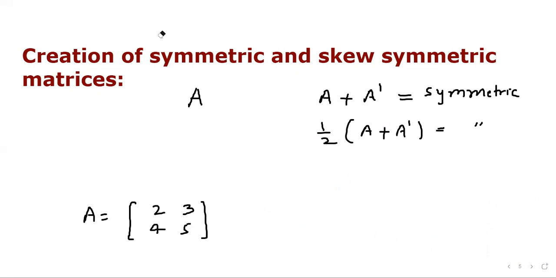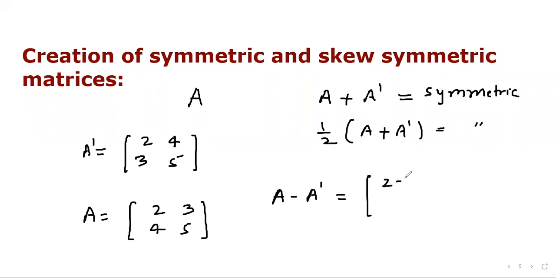So we are given A and we find A dash. So A dash, or A transpose, will be equal to 2, 3, 4, 5. And then we find A minus A dash. So A minus A dash means 2 minus 2, then 3 minus 4, then 4 minus 3, and then 5 minus 5. So we get 0, minus 1, 1, and 0.